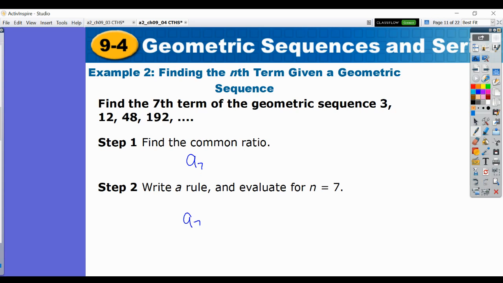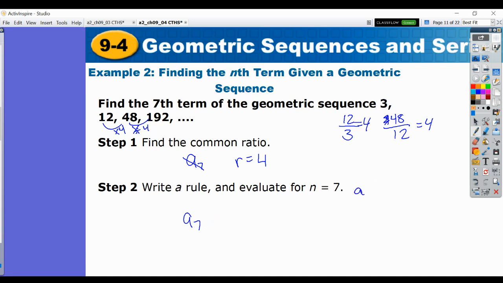Common ratio is the second term divided by the first term, the third term divided by the second term, and so forth. And just make sure that every time you get the same answer. Is this divided by 4, right? No, times 4. They're getting bigger. Times 4, times 4, times 4. 3 times 4 is 12. Okay, so my common ratio is 4. Keep that down. Now write a rule for the 7th term.